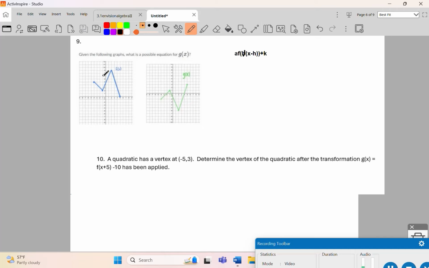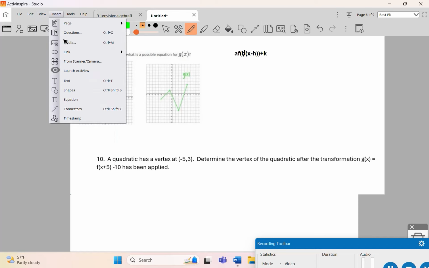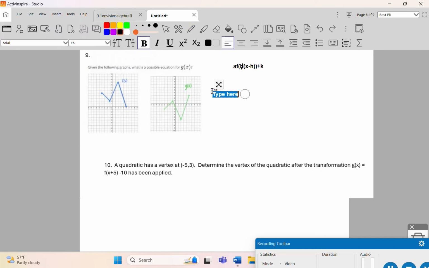All right, so let's think about what happened to this thing. This thing visually has been flipped. I don't know if you can see that or not. But it's been flipped. So a is negative. It's also been moved. This guy is to the right 2, still to the right 2. But something else has happened. It looks like it fell a unit.